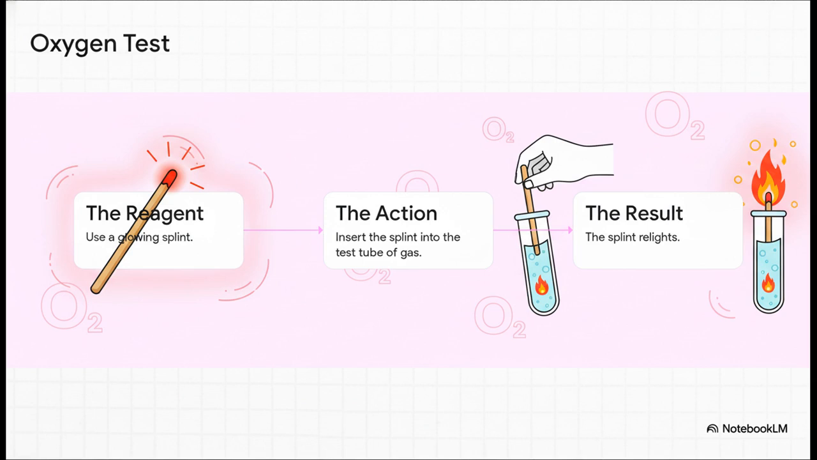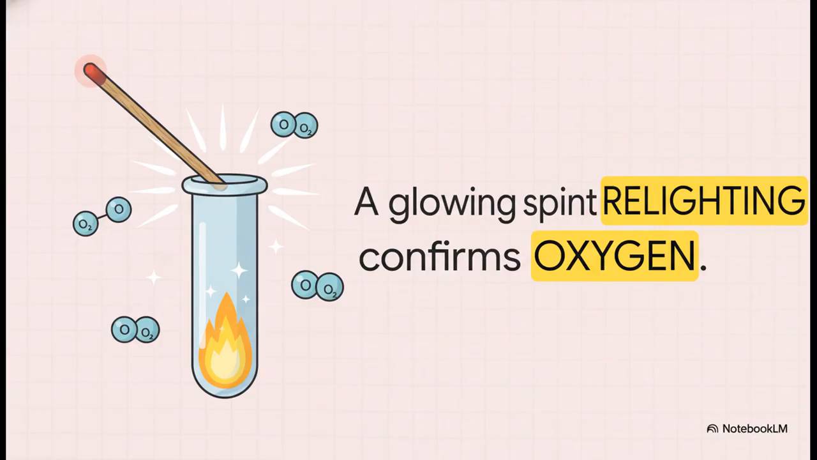Then you put it into the test tube, and if that gas is oxygen, it relights. The glowing ember will just burst back into a proper flame. It's pretty cool to see, actually. That's because oxygen is needed for fire to burn. So just remember the difference. Hydrogen goes pop, but oxygen relights a glowing splint.